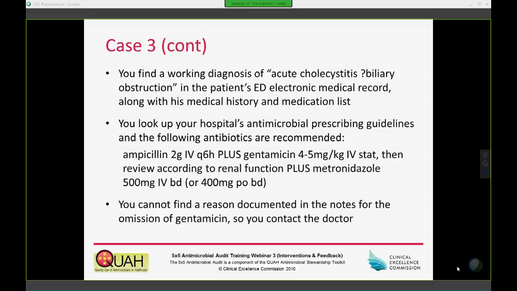Any comments on case 3 or that last role play? That sounds straightforward. Yep. Good. Okay, well, if there's no further comments, I'll hand over to Kate, who will talk about feedback of audit results.